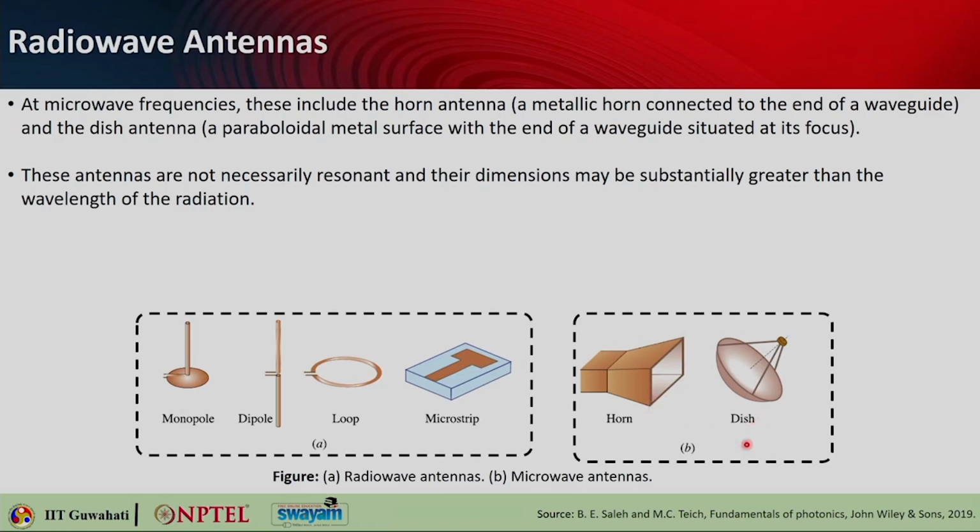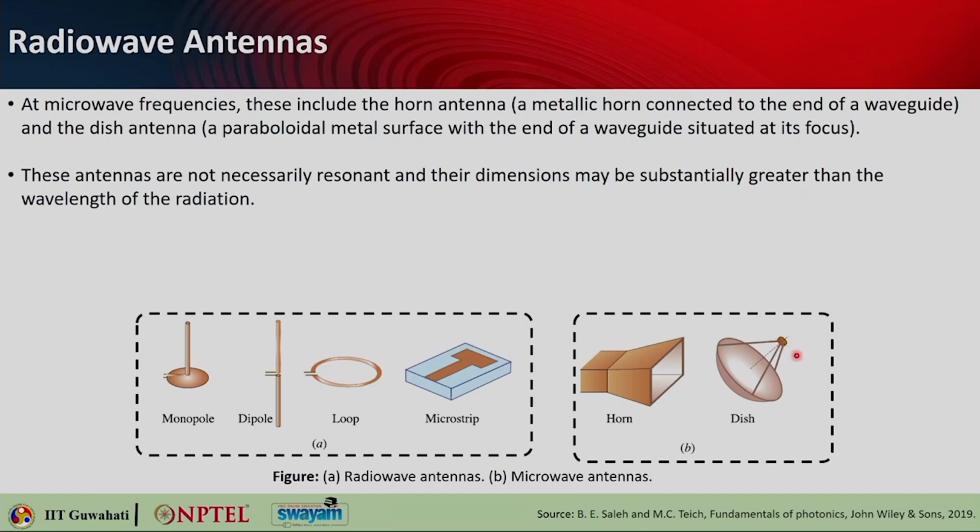And you can also have a dish antenna, which I believe everybody has seen. This is basically a paraboloidal metallic surface that is a reflector, and the end of the waveguide is carrying the signal. If it is a transmitter, the signal is coming from the waveguide and then it is reflected onto the reflector and then it is going out. And if it is a receiver antenna, it does the exact opposite. In this case the location of the waveguide is exactly at the focus.